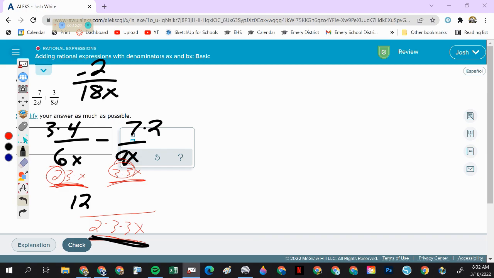Oh, and then this one actually simplifies. We can take out a 2, so negative 1 over 9x. Yeah, so it says simplify as much as possible. None of them simplified yet, but that one did.